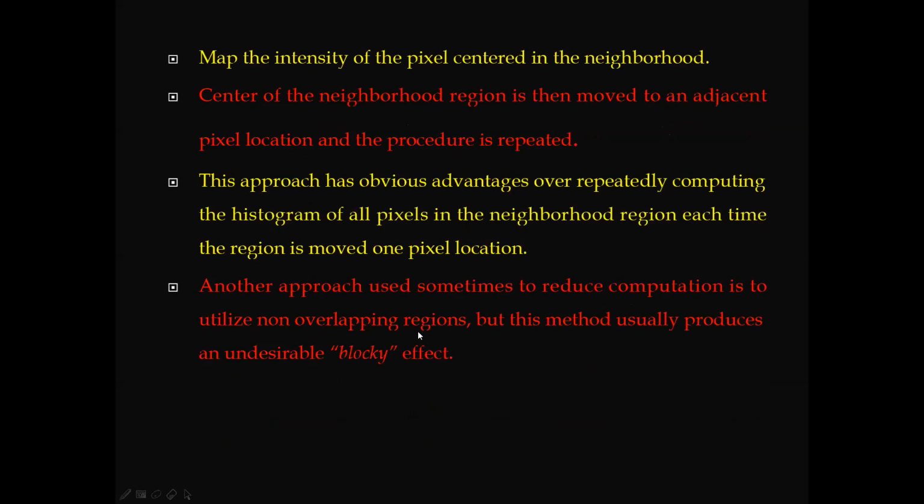Next, map the intensity of the pixels centered in the neighborhood. The center of the neighborhood region is moved to an adjacent pixel location, and the procedure is repeated. This approach has an obvious advantage over repeatedly computing the histogram of all pixels in the neighborhood region each time the region moves from one pixel location to another. Another approach sometimes used to reduce computation is to utilize non-overlapping regions, but this method usually produces an undesirable blocky effect.